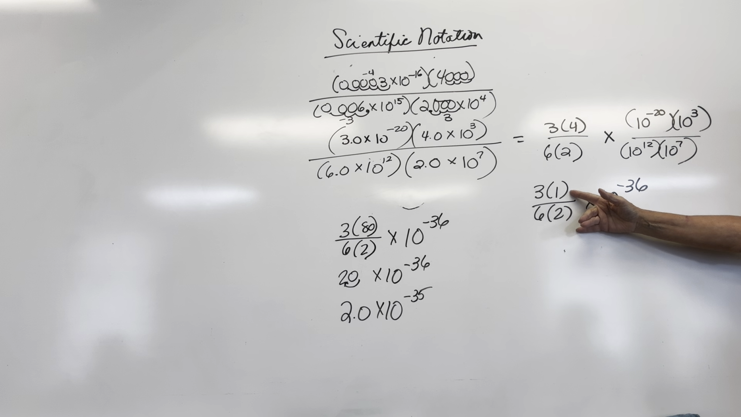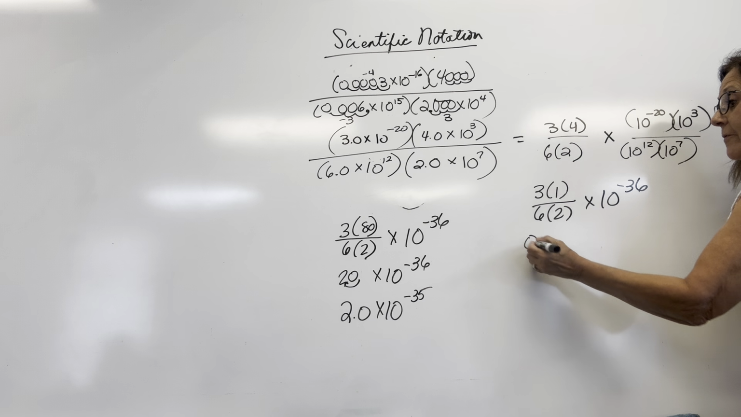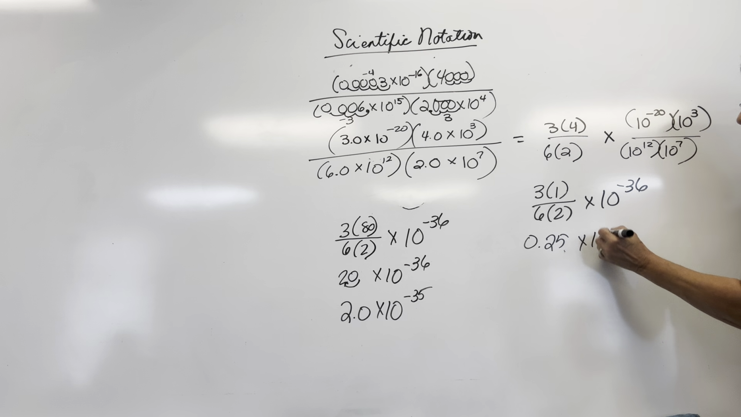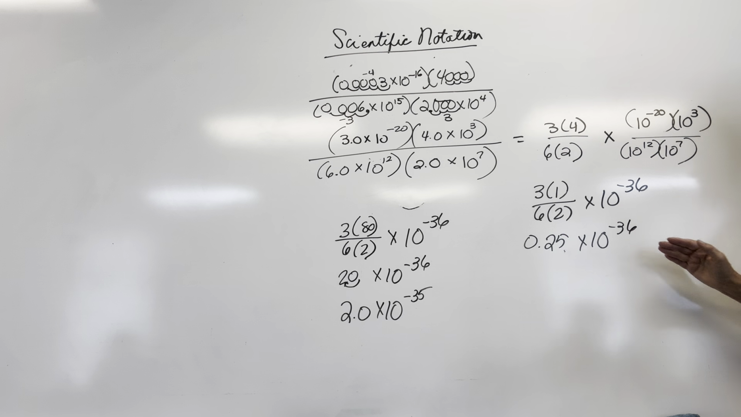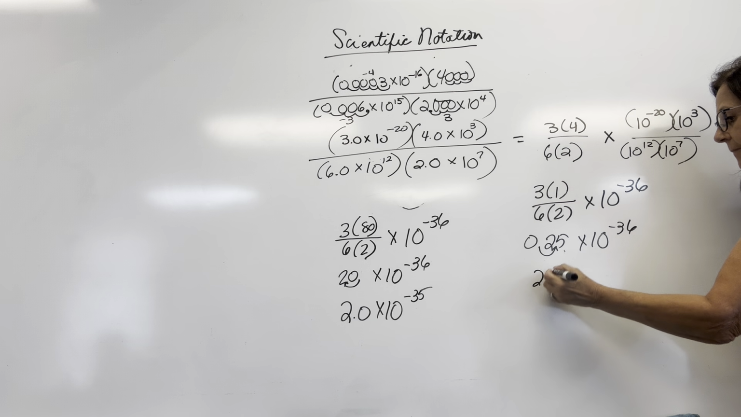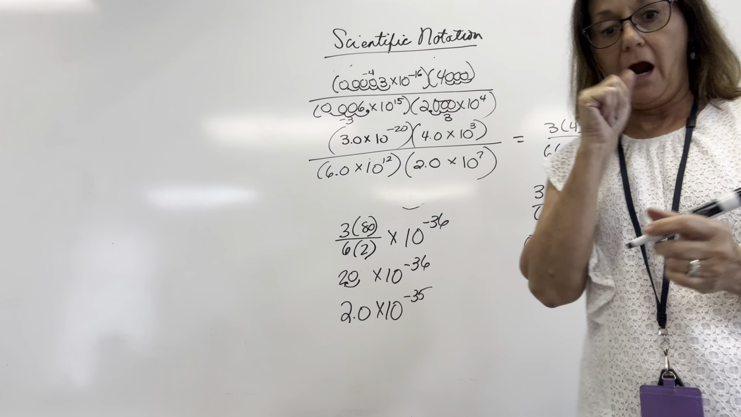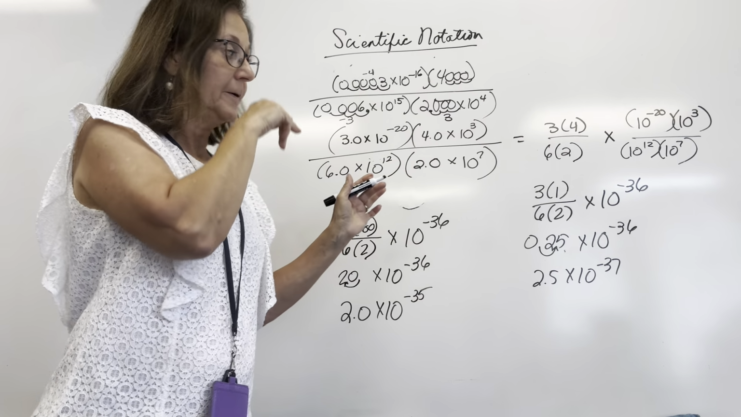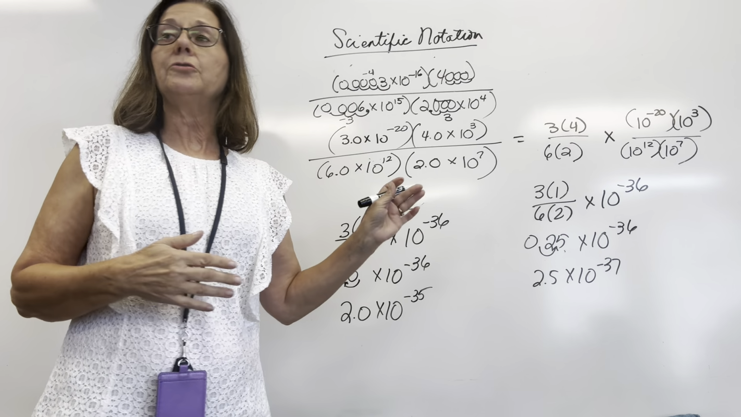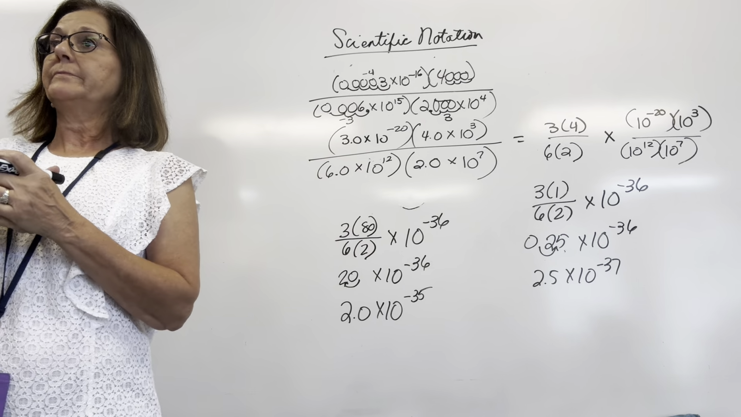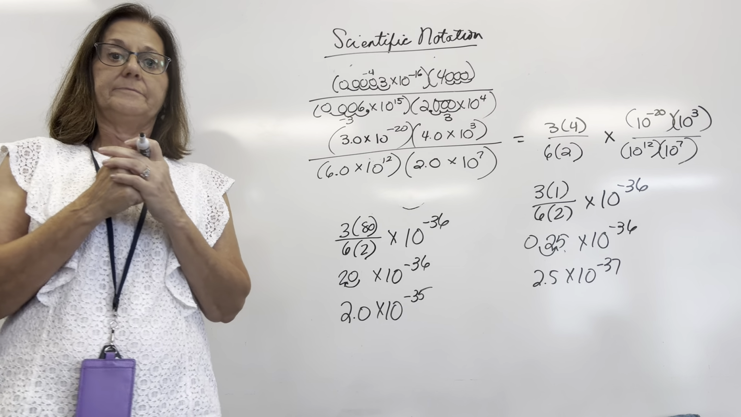Then that's 3 divided by 12, which is 1/4, which is 0.25 times 10 to the negative 36. Would I leave it like this? No, ma'am. You would move the decimal place 1 right, which would make it 2.5 times 10 to the negative 37. Correct. All right, so you're always going to leave your final solution in proper scientific form. Got it?